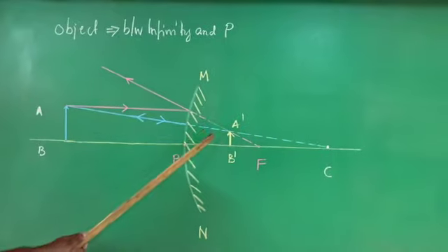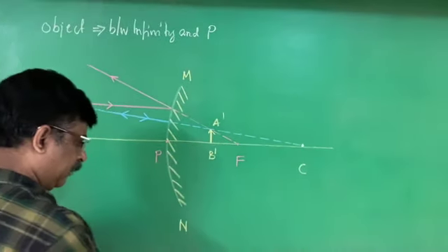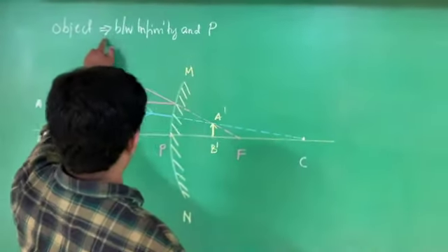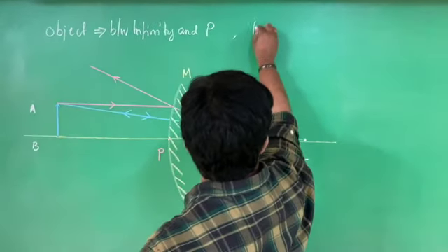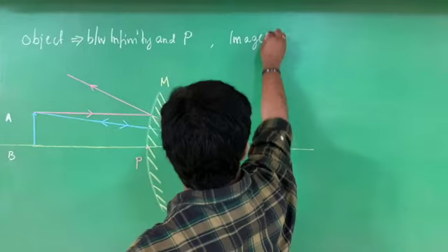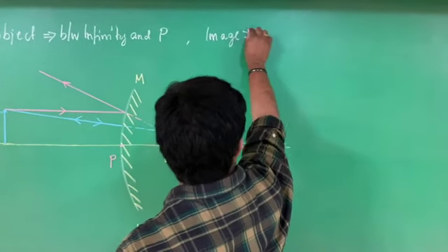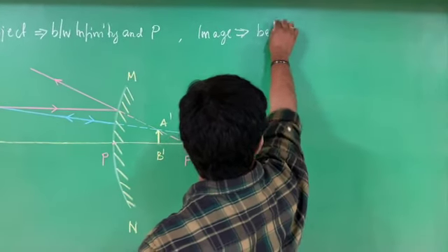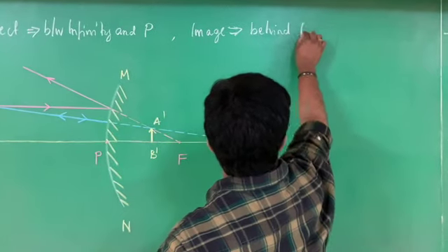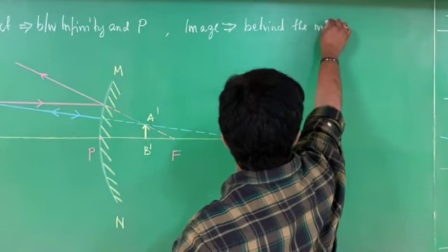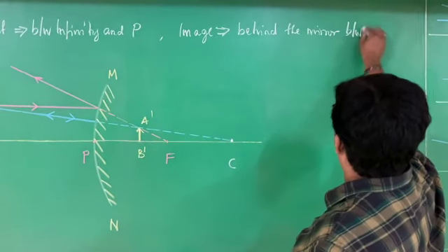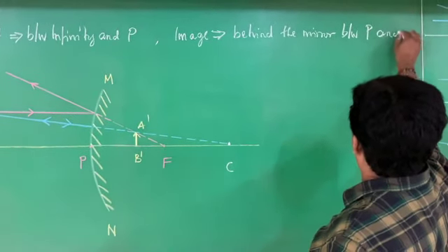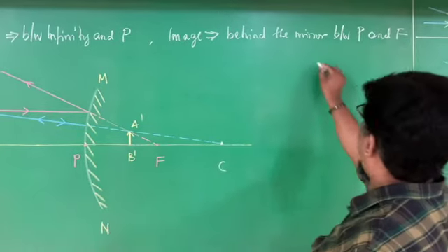Right? Now the image is here. Now we have to write the conclusion part. The object is placed between infinity and P. Where is the image? The image is behind the mirror. But we can identify the position behind the mirror: between P and F. Between P and F. Nature.